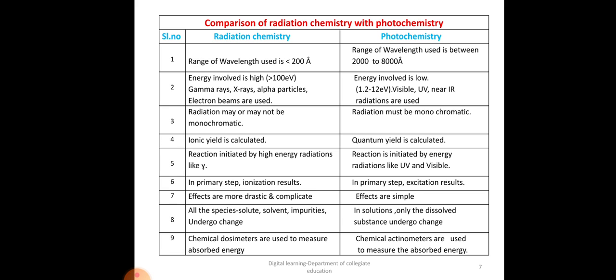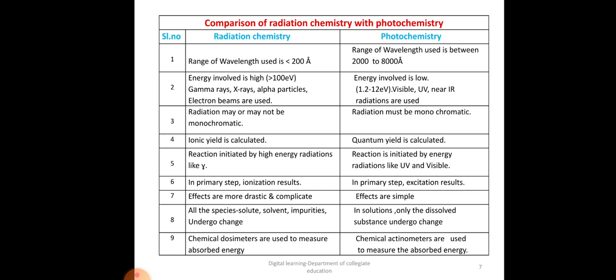In radiation chemistry, radiation may or may not be monochromatic, whereas in photochemistry, radiation must be monochromatic. Ionic yield is calculated in radiation chemistry, whereas quantum yield is calculated in photochemistry. In radiation chemistry, reaction is initiated by high energy radiations like gamma radiations, whereas in photochemistry it is initiated by radiations like UV and visible. In radiation chemistry, the primary step is ionization, whereas in photochemistry, the primary step is excitation. In radiation chemistry, effects are more drastic and complicated, whereas in photochemistry, effects are simple.